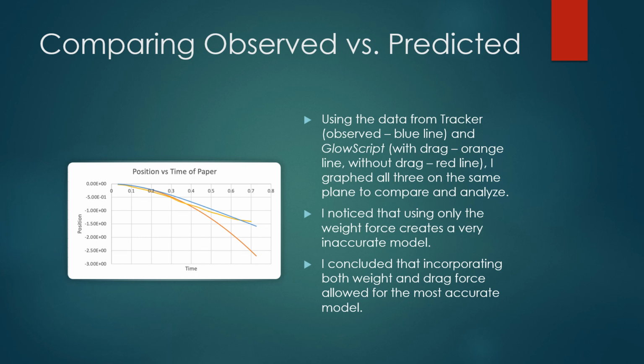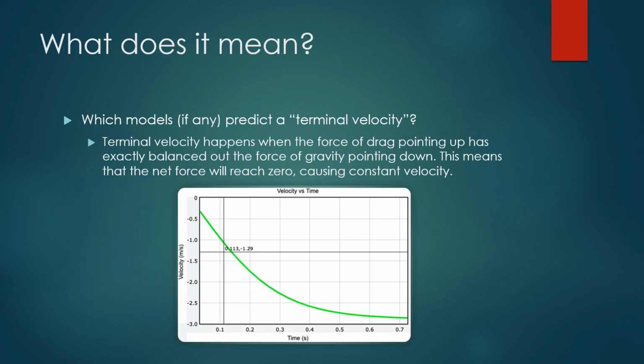Many of these models predict a terminal velocity. Terminal velocity happens when the force of drag pointing up has exactly balanced out the force of gravity pointing down. This means the net force will reach 0, causing constant velocity. So in other words, the model that included drag force will be the one to predict terminal velocity. And as you can see from the velocity versus time graph of the computational model that included drag force, velocity is reaching a constant value, and it's because of that drag force.